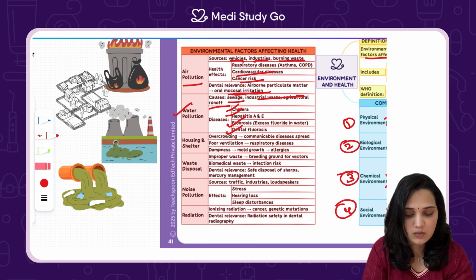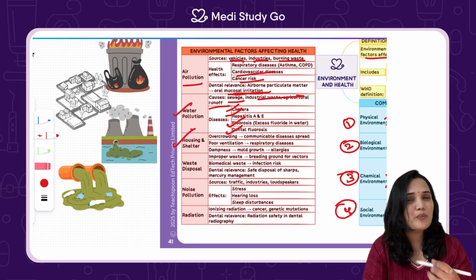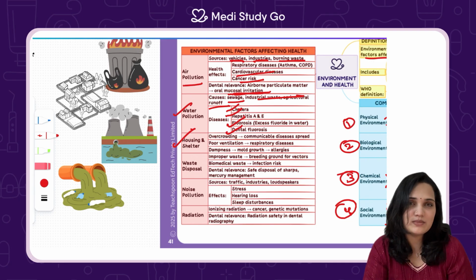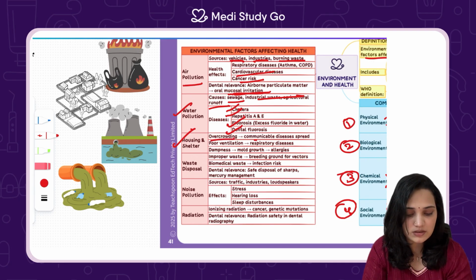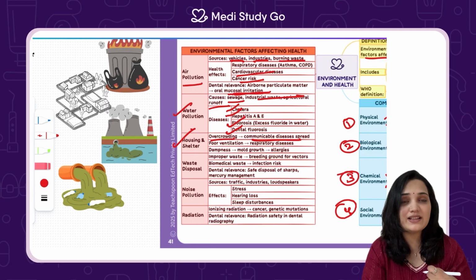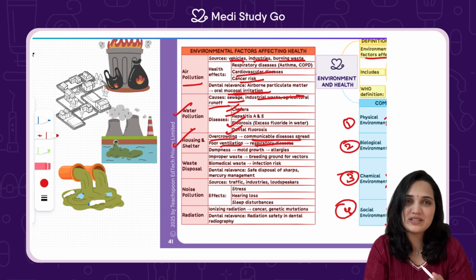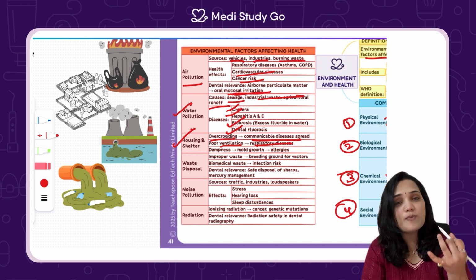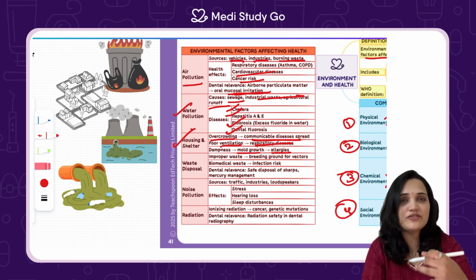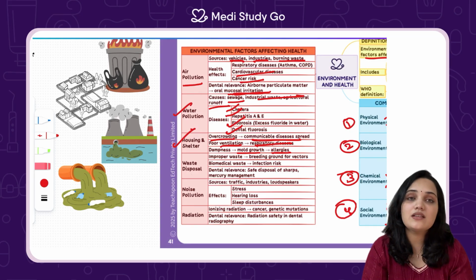Then we have our housing and shelter. Poor housing conditions can lead to health problems. When there's overcrowding, communicable diseases, the infectious diseases, will increase. If there's poor ventilation, that can lead to respiratory diseases. And if there's dampness in the house, it can cause mold growth, and that will give rise to allergens. And then another aspect is waste disposal.